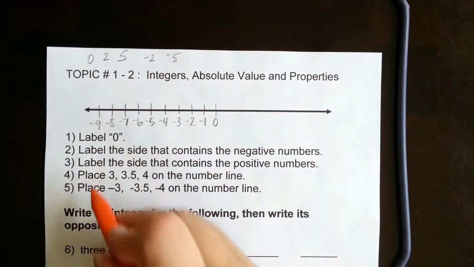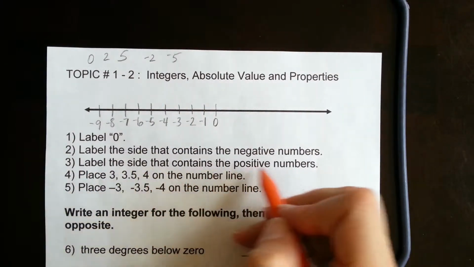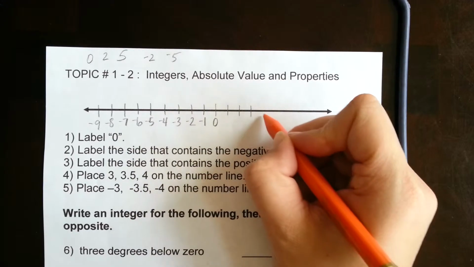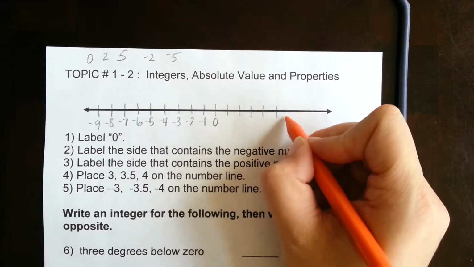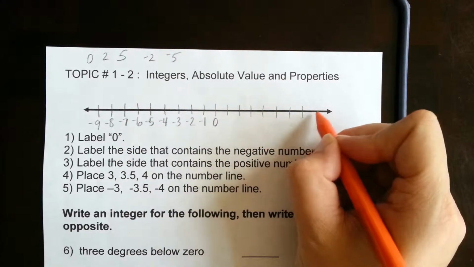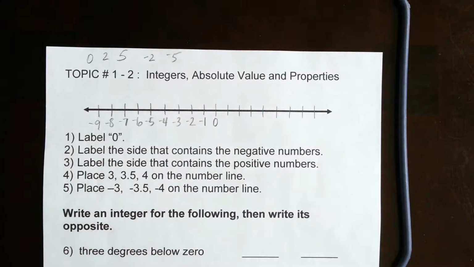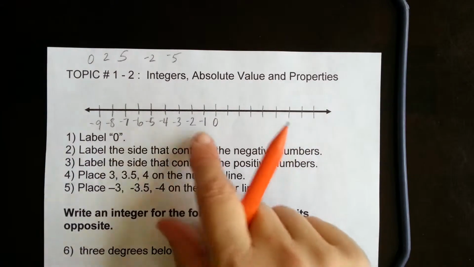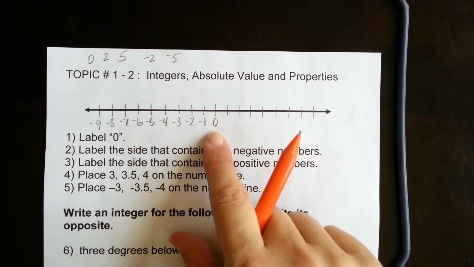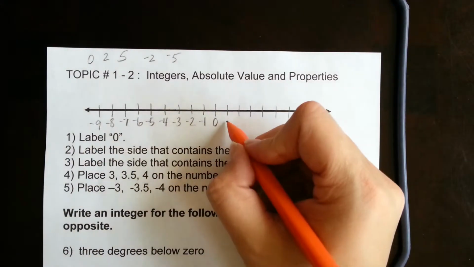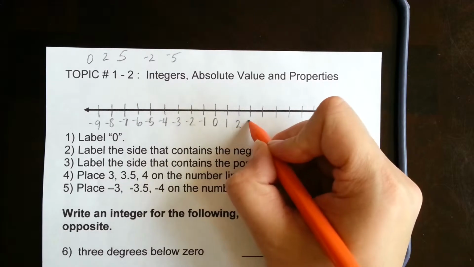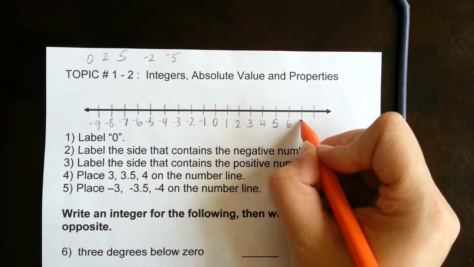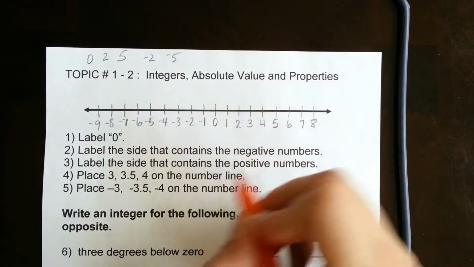And then label the side that contains the positive numbers. We'd try to have these all as equally spaced as possible. You could space them out with a ruler if you wanted to, just for accuracy, or if you're using graph paper, it's always nice to have it already spaced for you. When we're putting our numbers here, we start at 0 and work our way to the right: 1, 2, 3, 4, 5, 6, 7, 8.